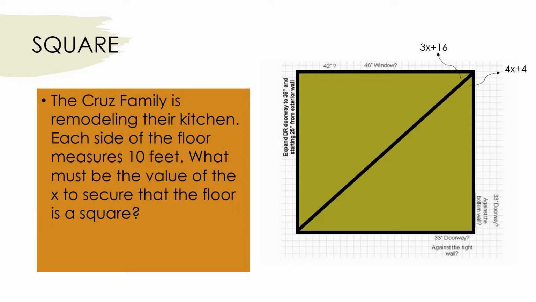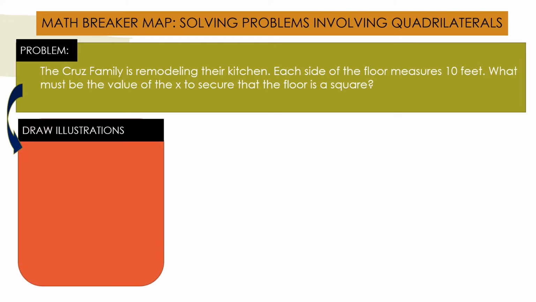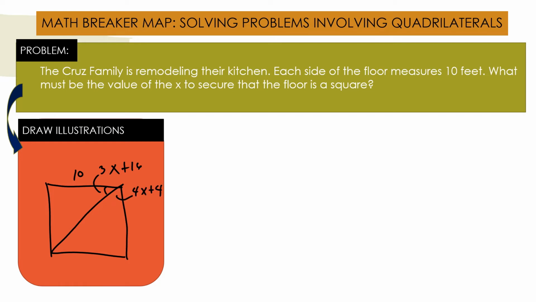And so, let us use the math breaker map to solve the problem. Let us have the illustration of the floor plan of the Cruz family, and based on that, there is a square, and that is 10 feet, and one of the angles has the measure 3x plus 16, and the other one will be 4x plus 4.